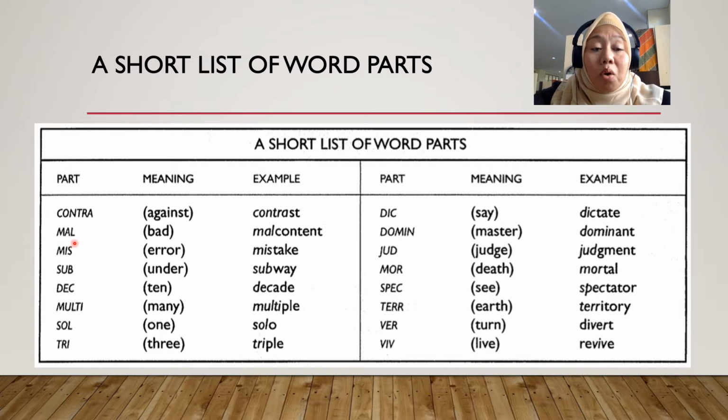And then this one, mal, means bad. So malcontent means it has bad content. Mis means error. So if you have mistake, then you have an error in it. Sub means under. Yeah, subway, the way under, right? Dec means 10. So if you have decade, it's in 10 years. It means a 10-year period. Multi means many. Uni means one. Tri means three.